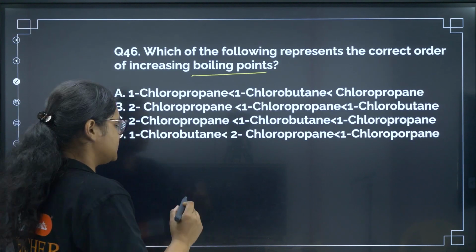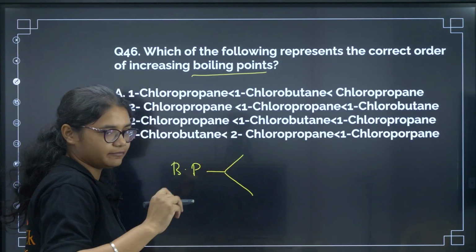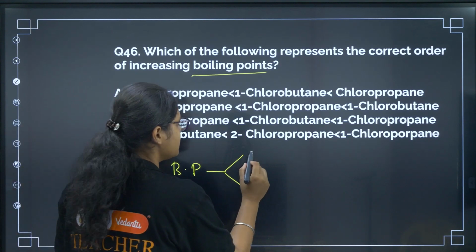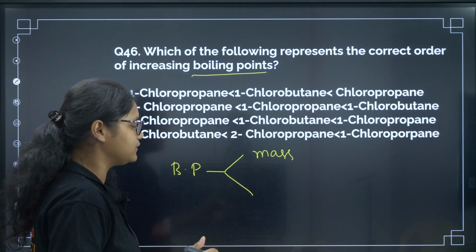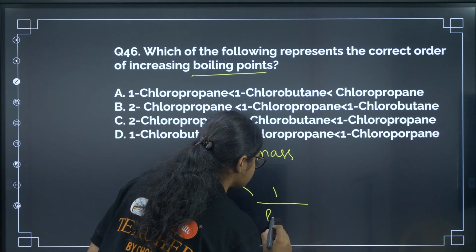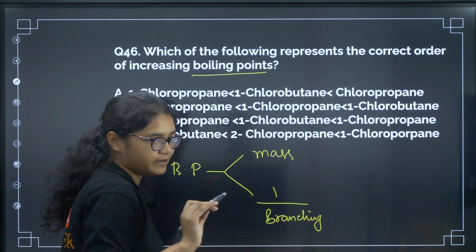Next, which of the following represents the correct order of boiling points? Very important question. Boiling point depends on two factors. So let us first revise this concept. First, it depends on the mass. As the mass increases, the boiling point will increase, and it is inversely proportional to branching. If the branching is there, boiling point will decrease.